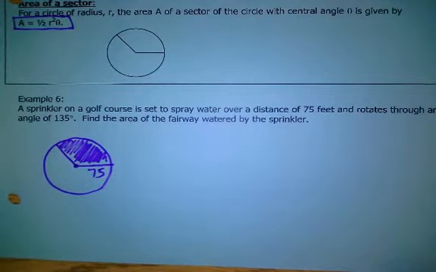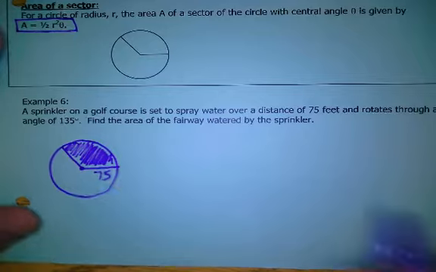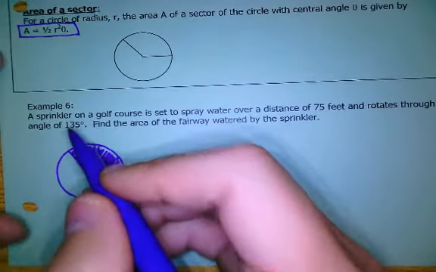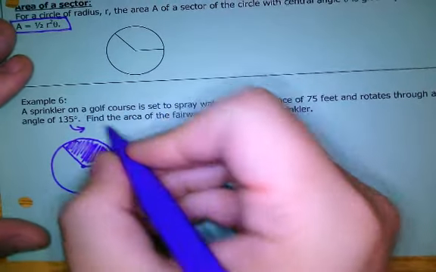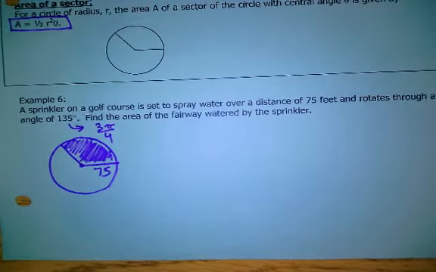Yes, 135. So let's get 135 into radians. So what is this in radians? 3 pi over 4? That's pretty quick. Or did you do it with a calculator? No. Wow.